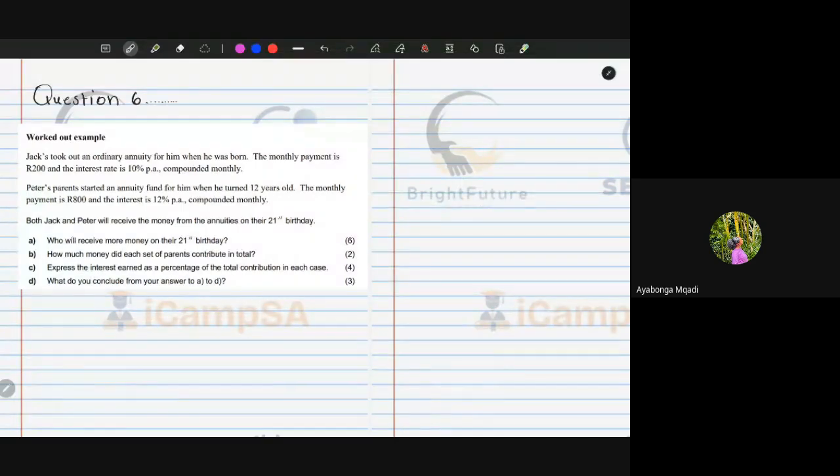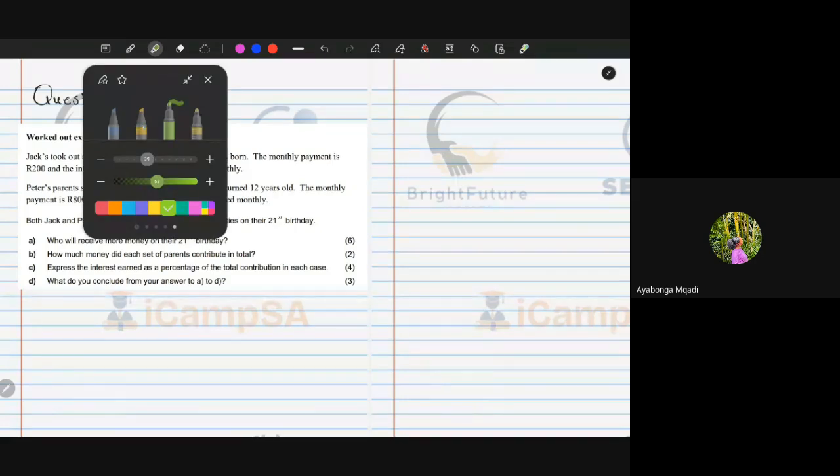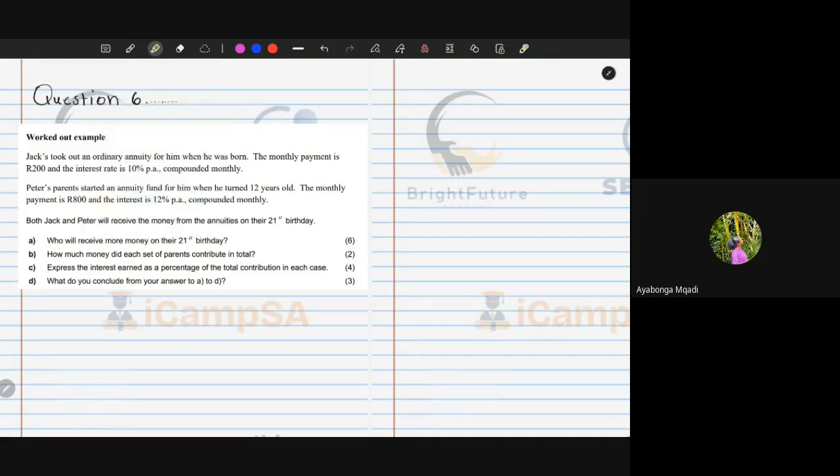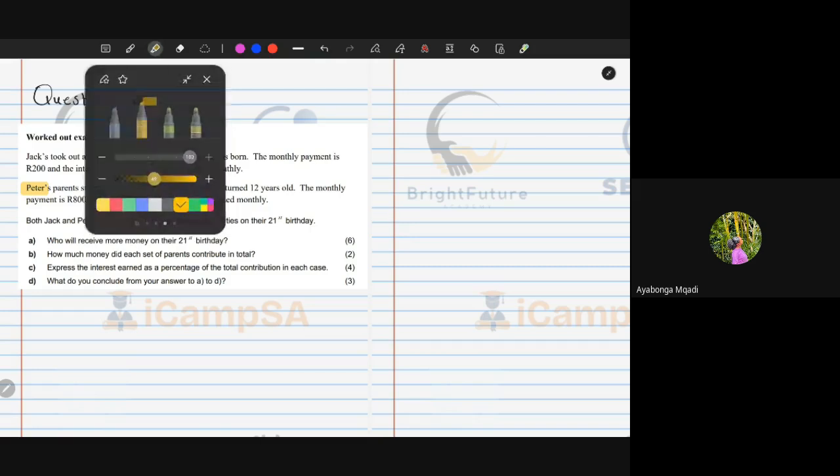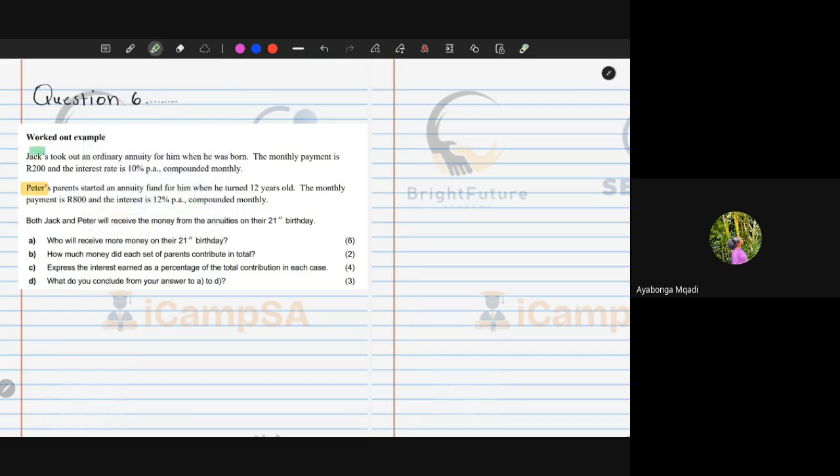On point. Thank you for that. So here we have 2 families. So they plan for the kids, which is good. Okay. So we have a family of Peter. They are planning for him. And we have a family of Jack. And the parents are planning for him. So the first question is saying, who will receive more money on their 21st birthday?